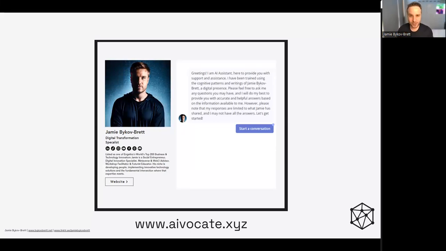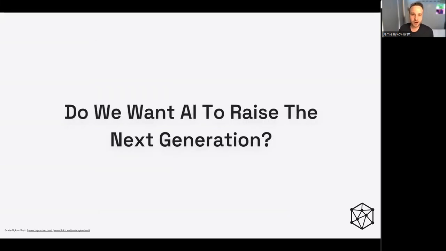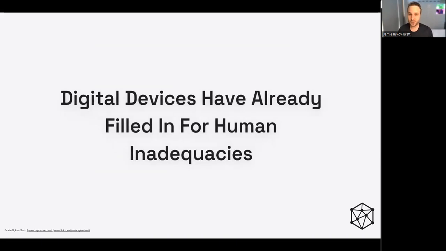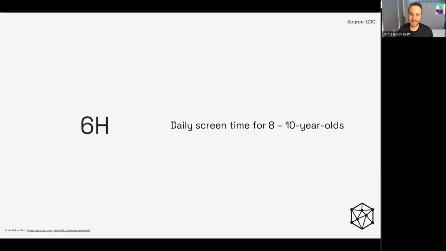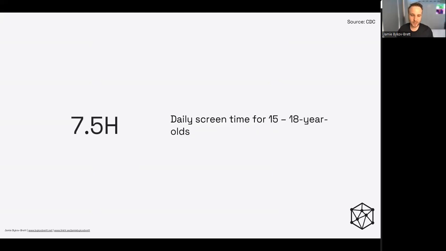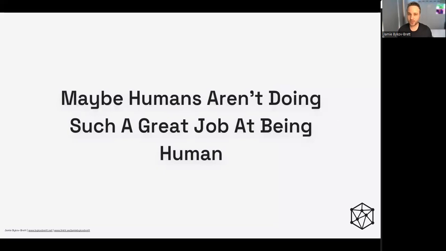So my next question is, do we want AI to raise the next generation? I guess that wasn't what you were expecting, and I know there's going to be a very knee-jerk reaction to this question, but the truth really is that digital devices have already filled in for human inadequacies. We can see that there are 6 hours on average of daily screen time for 8 to 10-year-olds. That goes to 9 hours for 11 to 14-year-olds. That goes down to 7.5 for 15 to 18-year-olds. But I think one of the most worrying things about these statistics is this doesn't actually include screen time for educational purposes. So maybe humans aren't doing such a great job at being human.